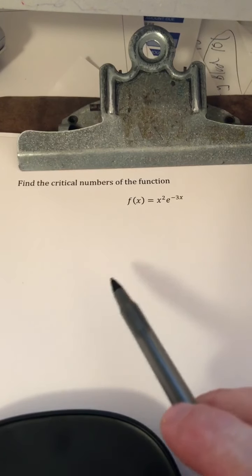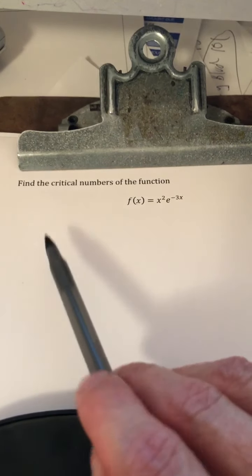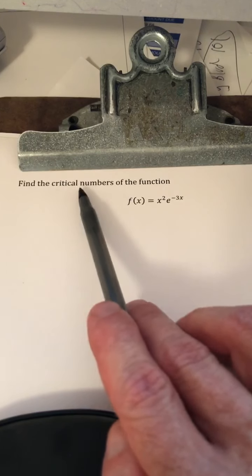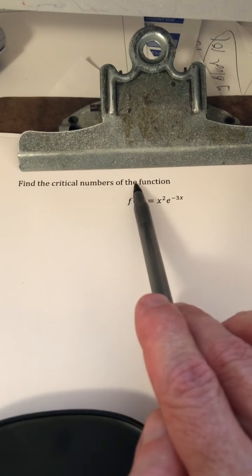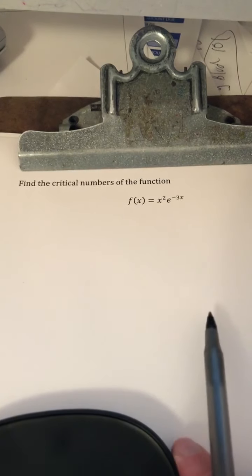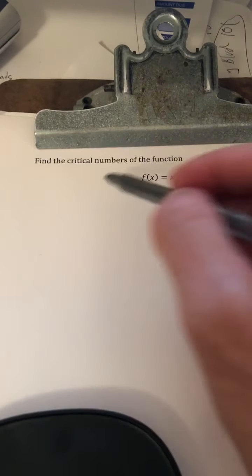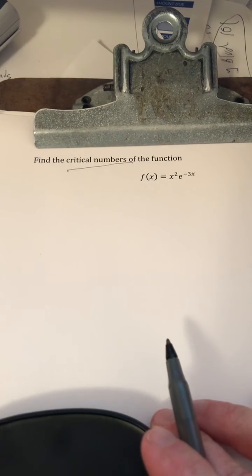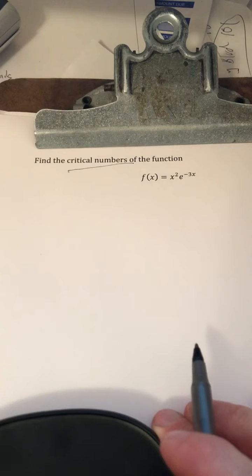Okay, students, let's do a problem from section 4.1. We're asked to find the critical numbers of the function f of x equals x squared times e to the negative 3x. Now remember what critical numbers are. Those are numbers where the derivative does not exist or the derivative is zero.